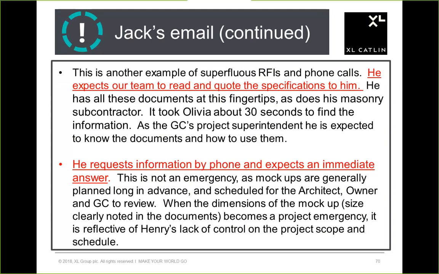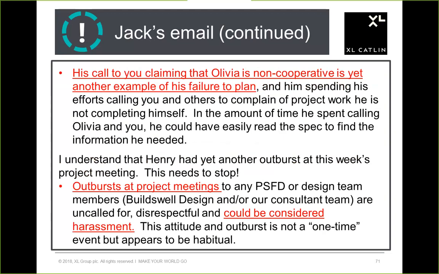These are not emergencies." And here's where I think he makes a really good point. "Mock-ups are generally planned long in advance and scheduled for the architect." So this is a good example of Henry's lack of control on the project scope and schedule. But he doesn't stop there. He makes a point that it's really out of line to be calling Olivia non-cooperative, and that it's just another example of his failure to plan.